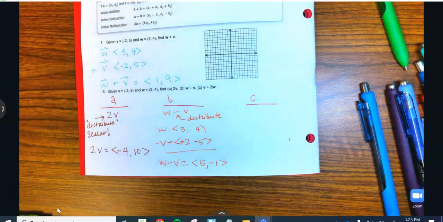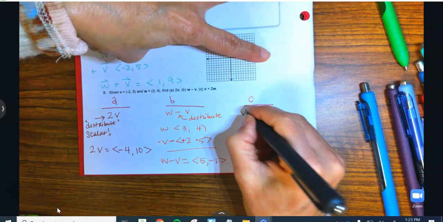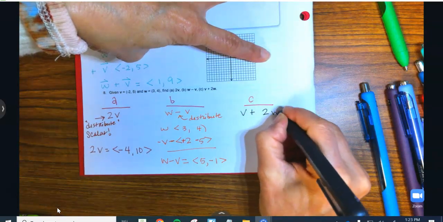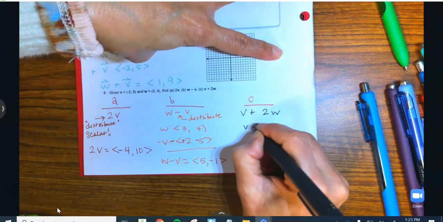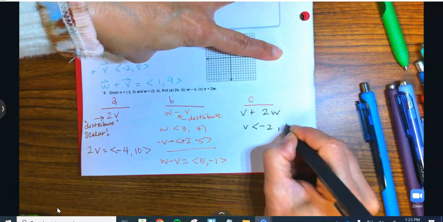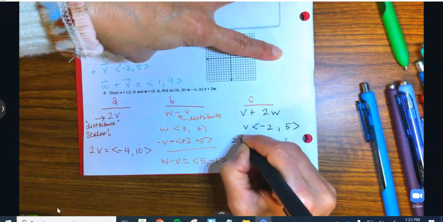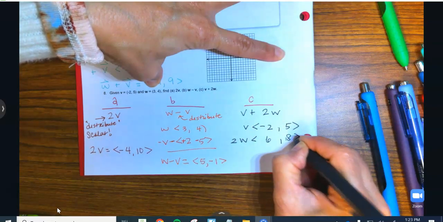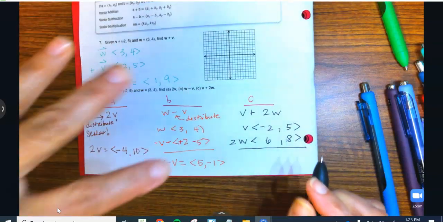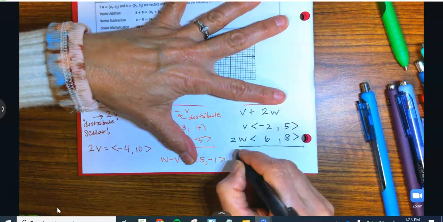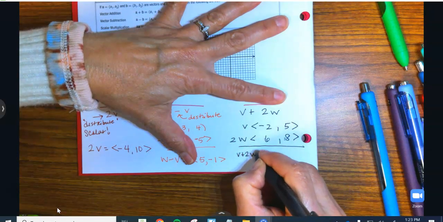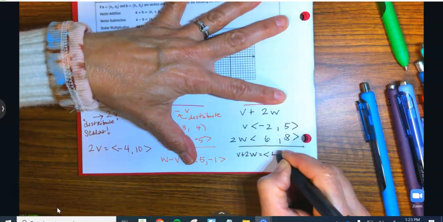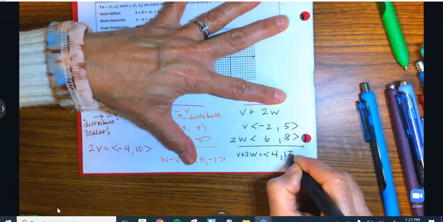Once we change the signs when we subtract, it is going to be 5 and then -1. All right, last one, our multi-step problem of v plus 2w. Remember v is at -2, 5, and we're going to double the coordinates for w. So look, I wrote 6, 8, and we're just going to combine straight down. So 6 and -2, and then 8 and 5. So that's just going to be a 4 and a 13.